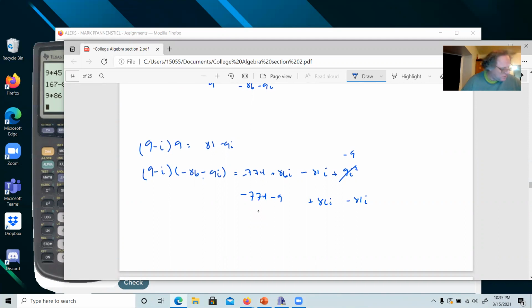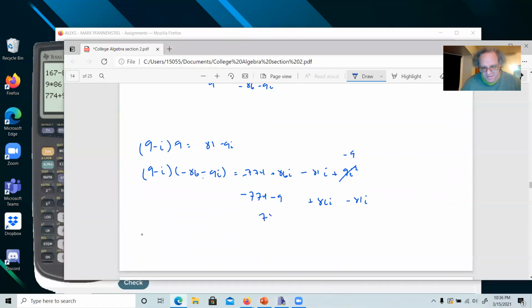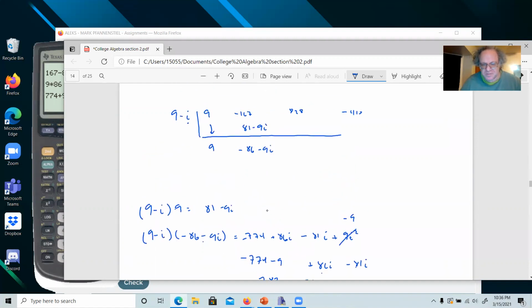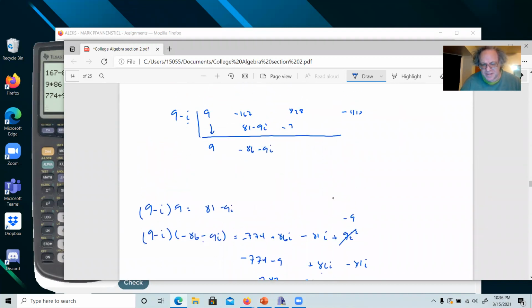Okay, so what do we have here? 774 minus 9, 774 plus 9 rather. They're both going in the negative direction, and that looks like negative 783. And what do we have? 86 minus that is going to be a plus 5i, it looks like. All right, so let's go ahead and put this up here. So we've got negative 783, right? And then plus 5i.